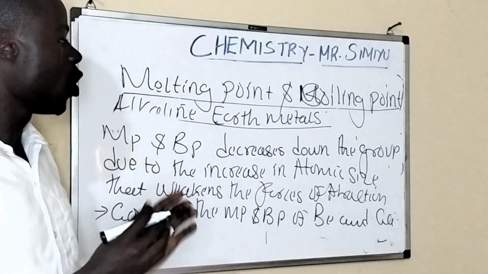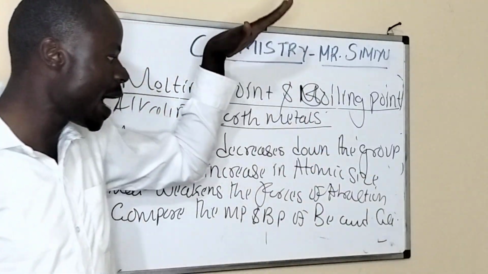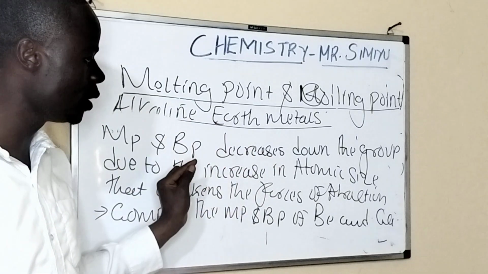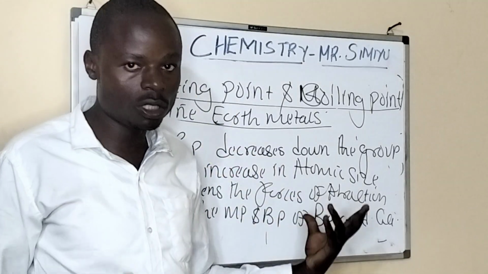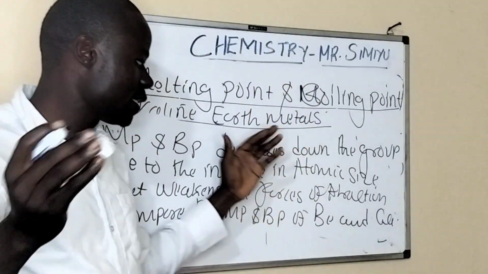Or somebody else can say calcium has a low melting point and boiling point than beryllium. Reason? Because calcium has a larger atomic radius that weakens the forces of attraction.